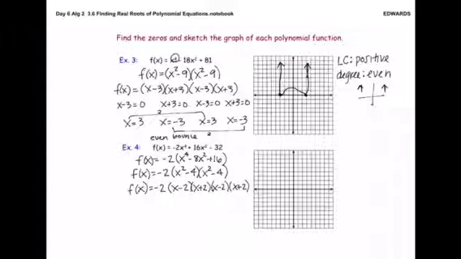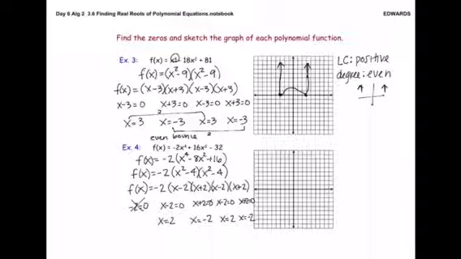I want to set everything equal to 0. So negative 2 equals 0 doesn't make sense. Cross that guy out. x minus 2 equals 0. x plus 2 equals 0. x minus 2 equals 0. x plus 2 equals 0. So when I solve those, I get positive 2, negative 2, positive 2, negative 2. I have 4 zeros. Looking at my highest degree, I should have 4 zeros.